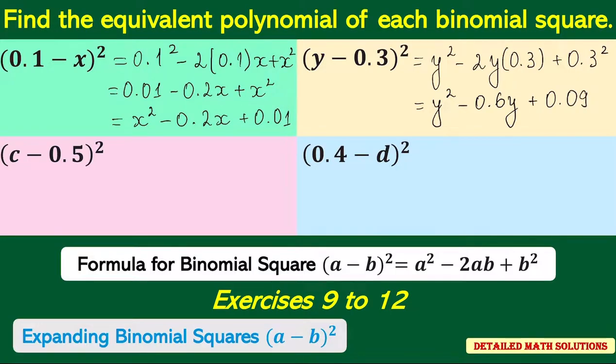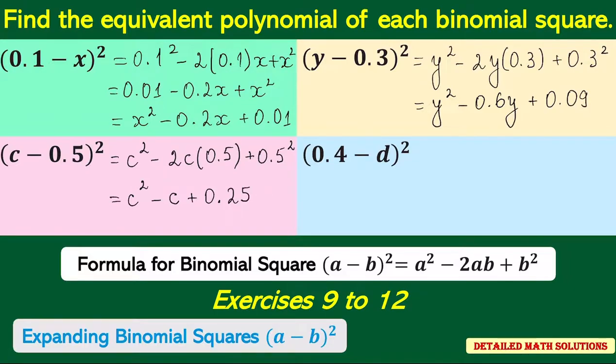Next exercise, (c minus 0.5) squared. This equals c squared minus 2 times c multiplied by 0.5 plus 0.5 squared. Or this equals c squared minus c plus 0.25.